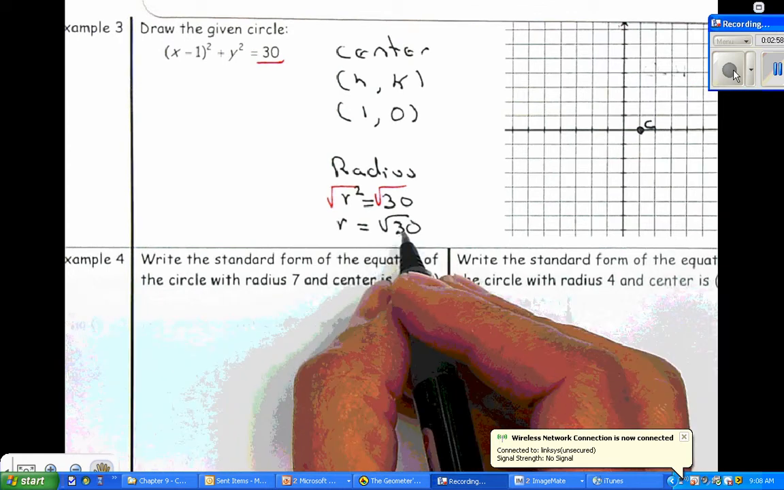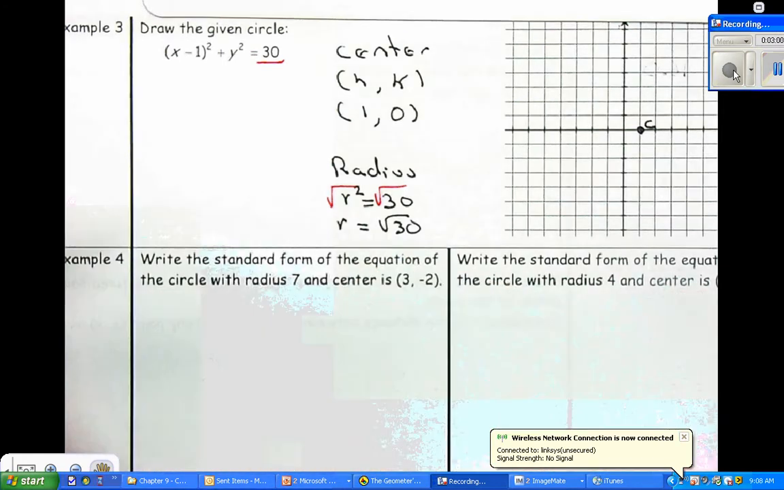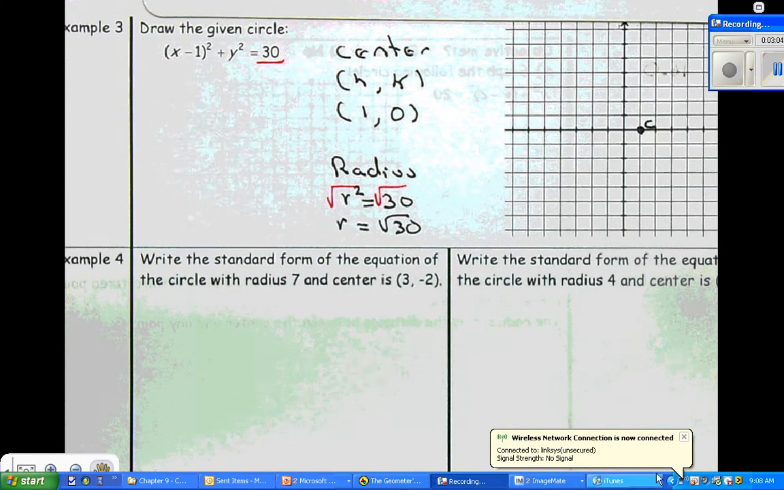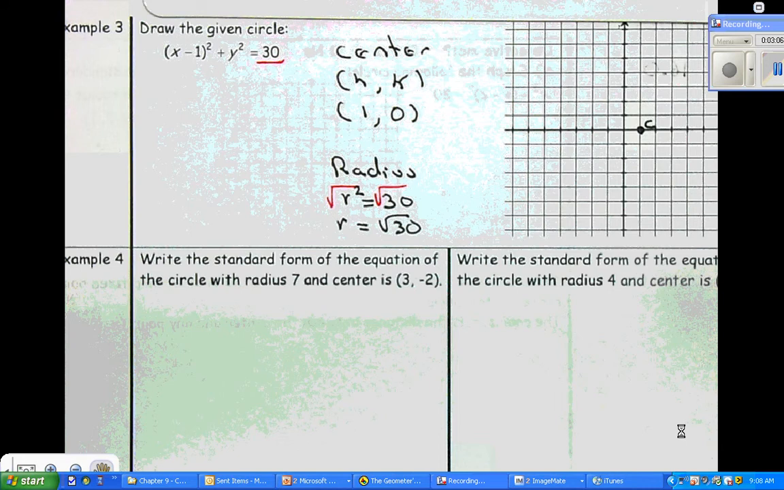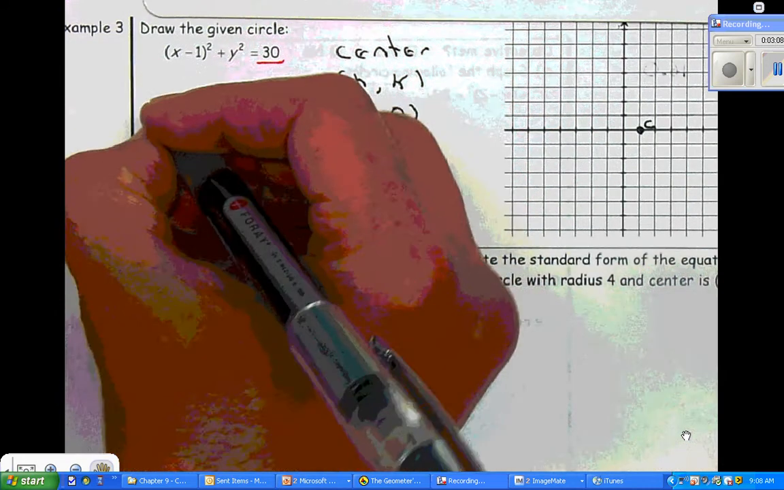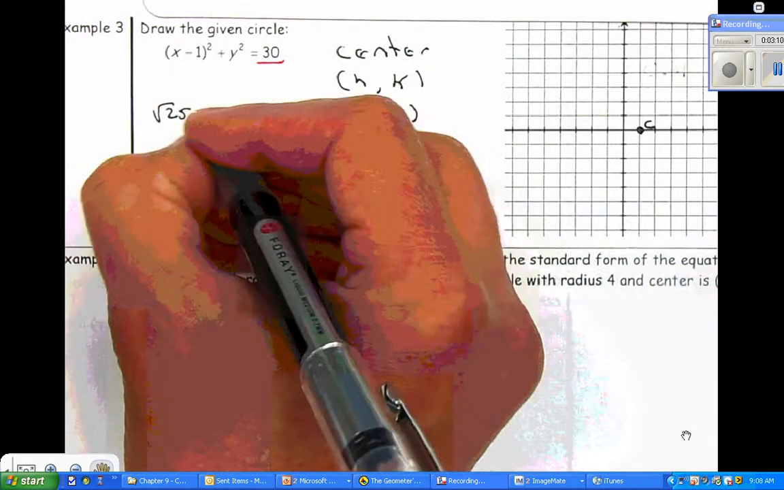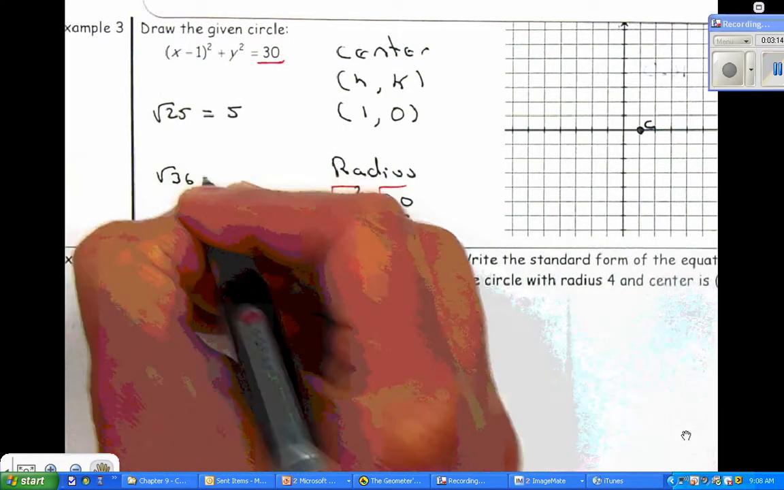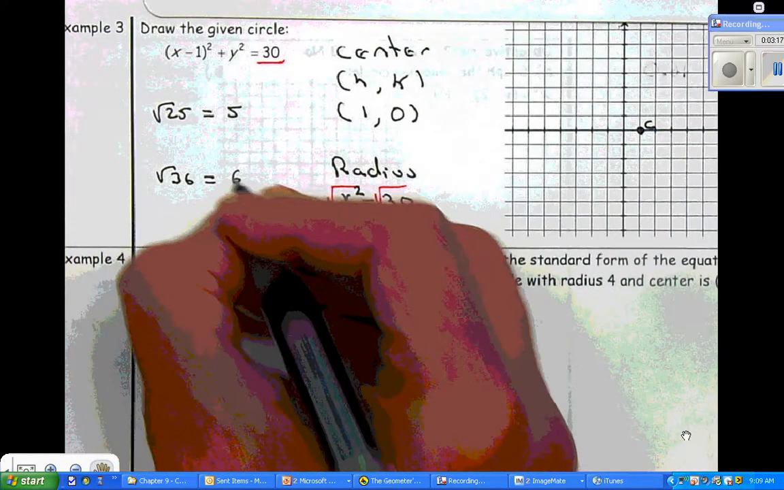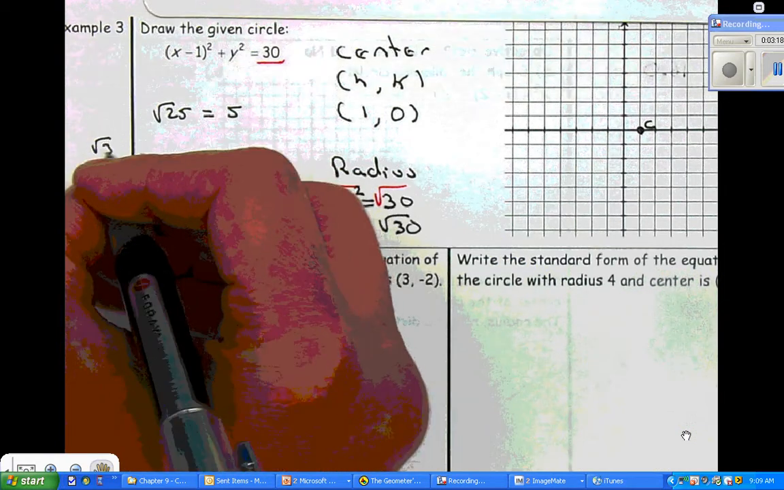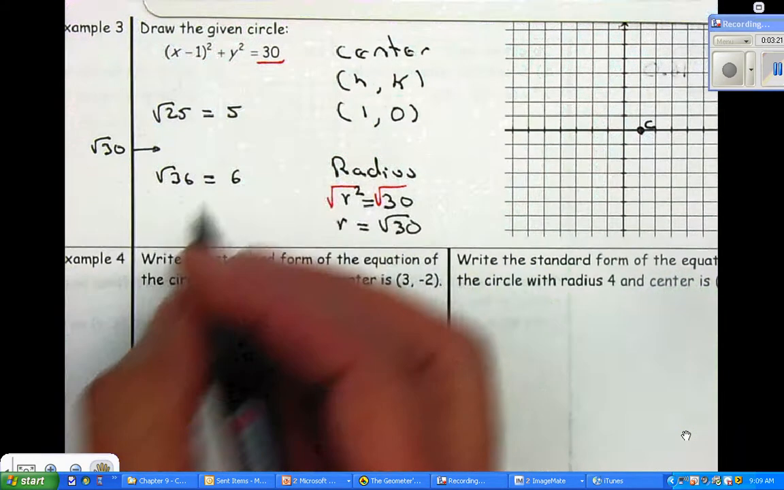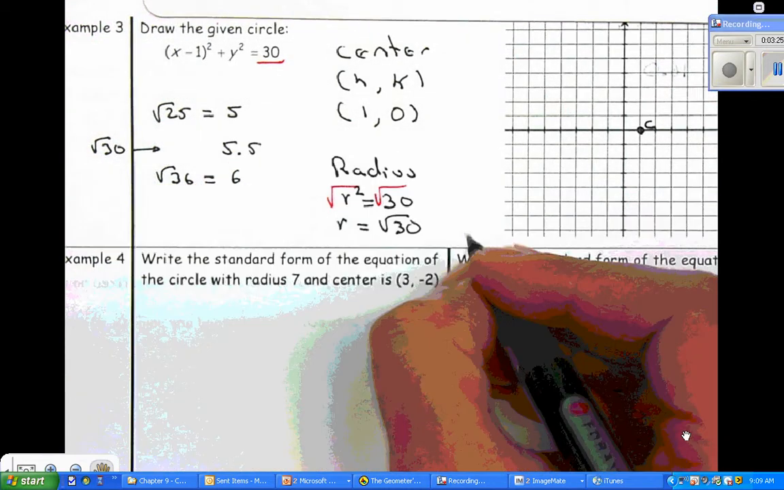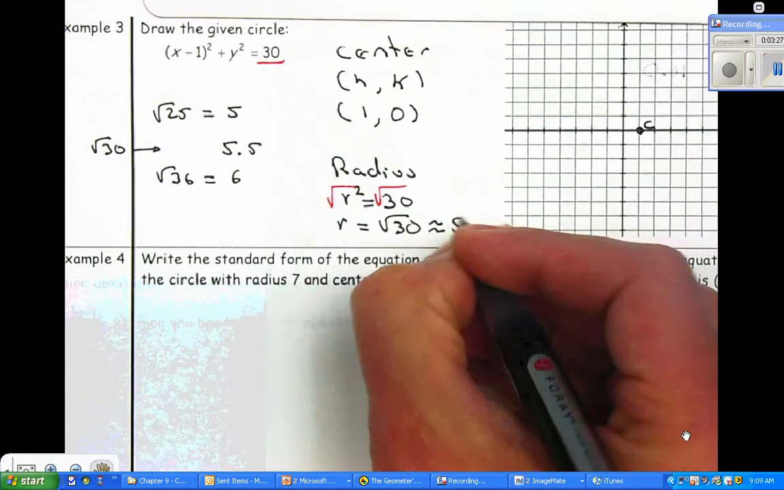Now to find the square root of 30, we go through the common square roots that we know. We know that the square root of 25 is equal to 5. The square root of 36 is equal to 6. So the square root of 30 is right in between, and it's actually almost halfway. So let's say it's approximately 5.5.